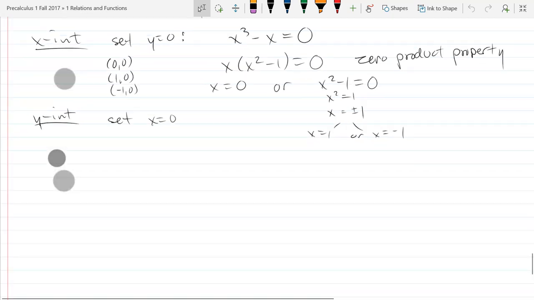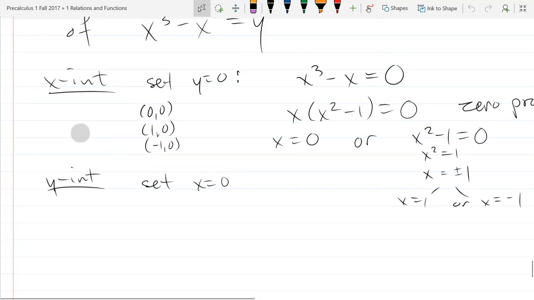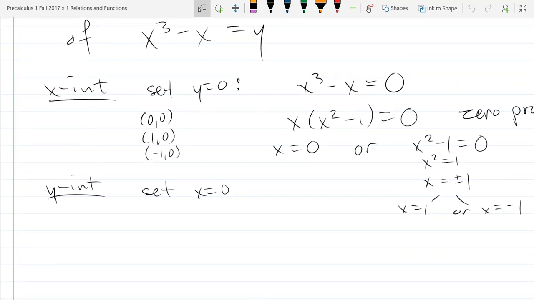x-intercepts. There were three of them. And now we're going to go and get the y-intercepts. So we're just going to set x equal to 0. Now, without even doing that, there's already a y-intercept written down. Which x-intercept is also a y-intercept?